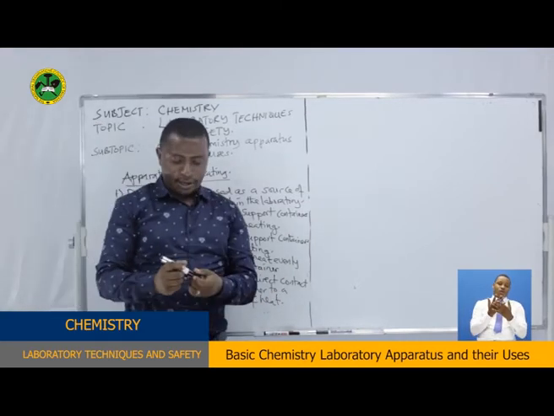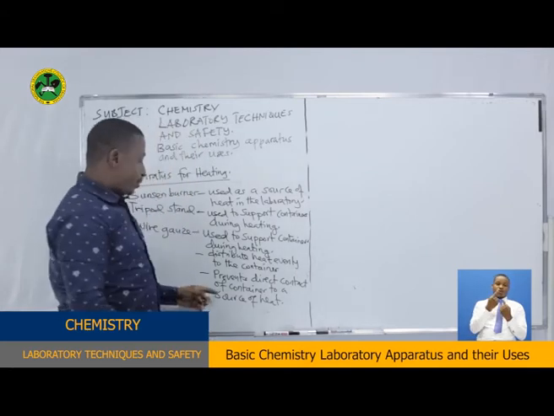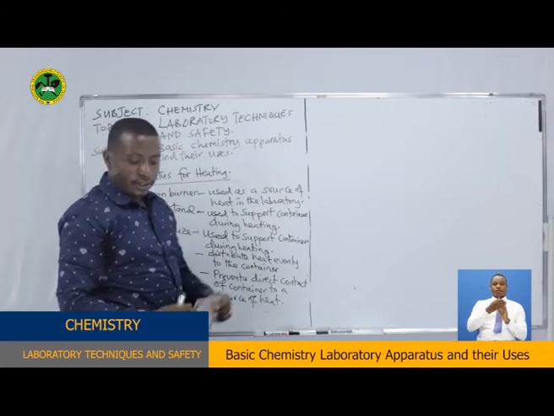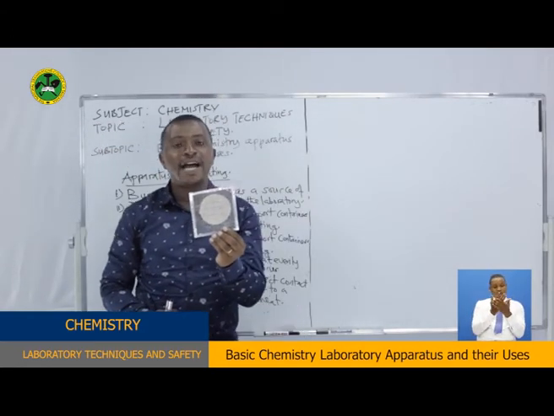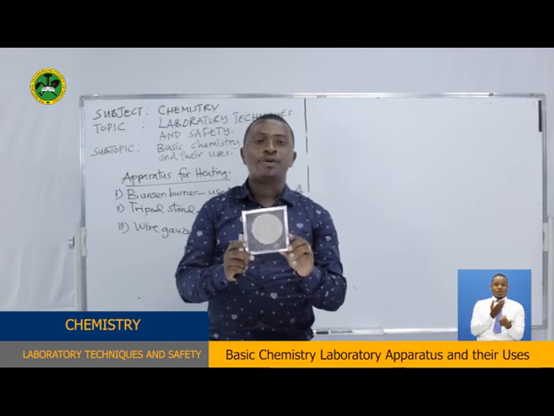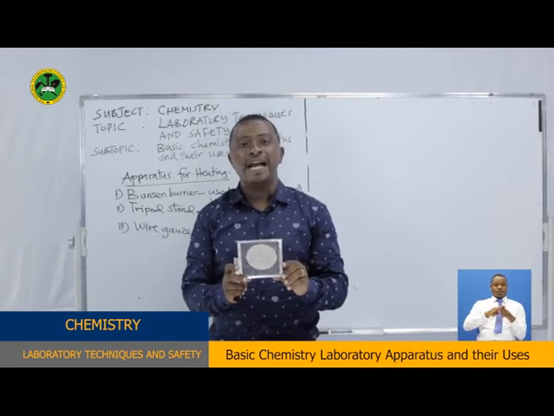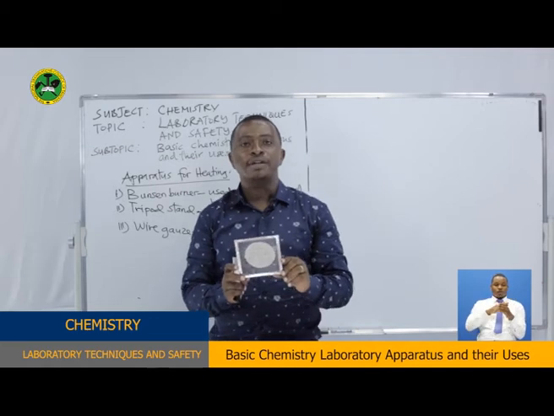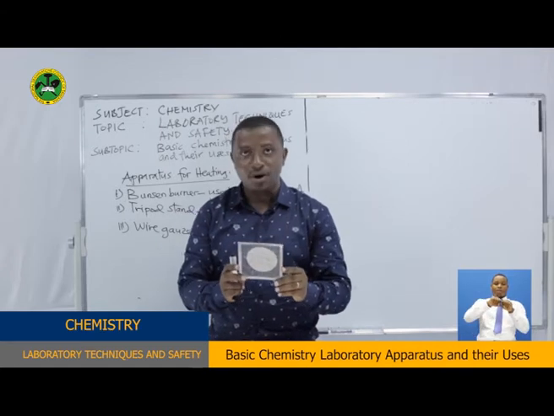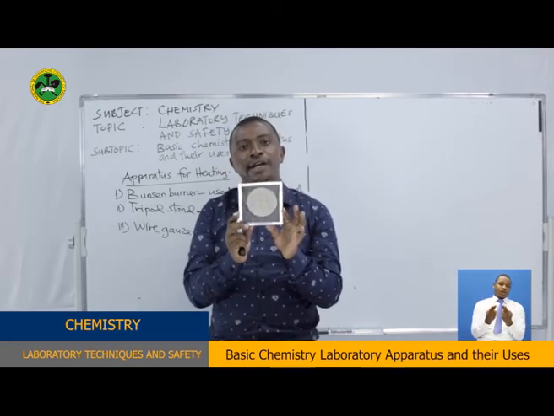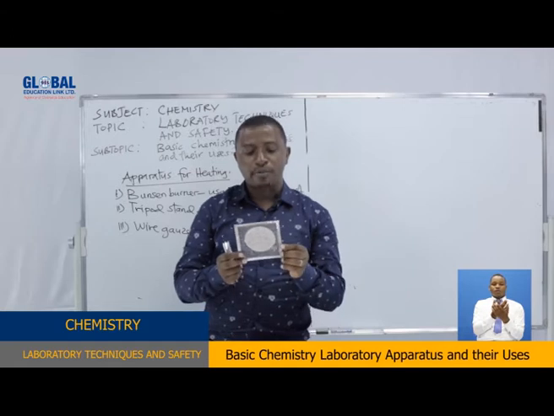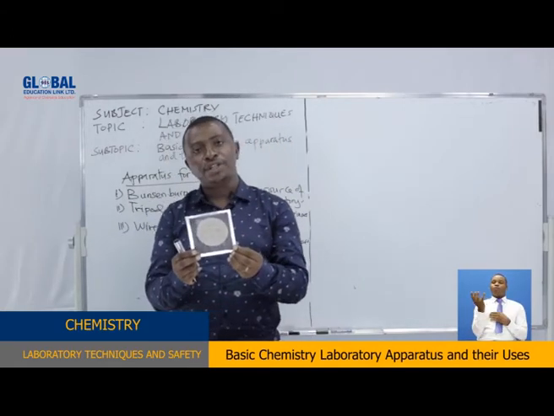Dear student, I want to talk on this point here, that it prevents direct contact of the container with the source of heat. This kind of apparatus prevents direct contact of the container with the source of heat, because most of the containers used in heating are made up of glass, so they are glasswares. When they are in direct contact with the source of heat, they can be pressurized and burst and break. So this one prevents direct contact of heat with the container. It also prevents smoke from the source of heat from reaching the container.